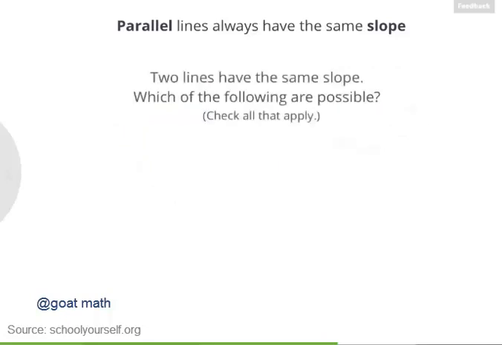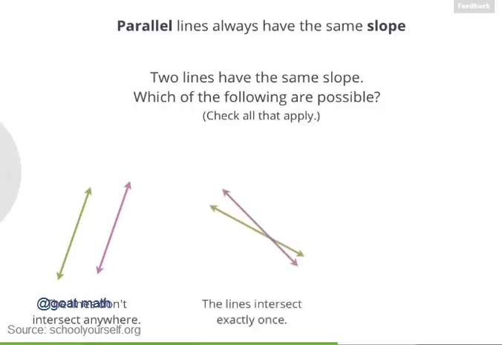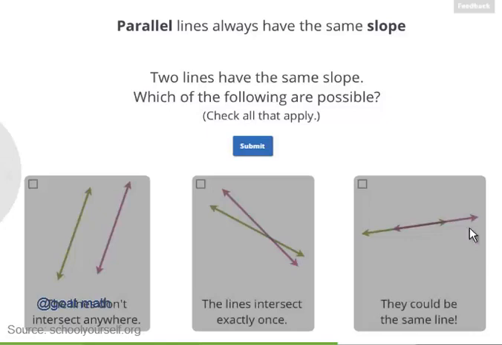For your final challenge, suppose I tell you that two lines have the same slope. Then which of the following are possible? Could it be that the lines don't intersect anywhere? Could it be that they intersect exactly once? Or could it be that they're actually the same line? In other words, for which of these cases do the two lines have the same slope? Check all that apply.